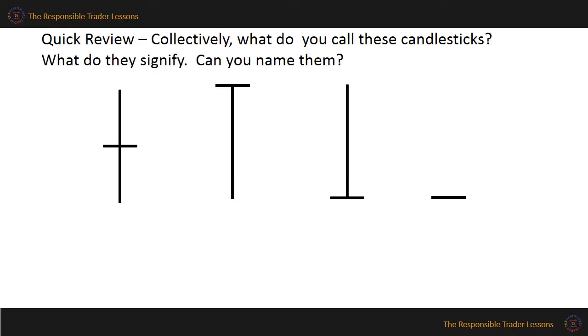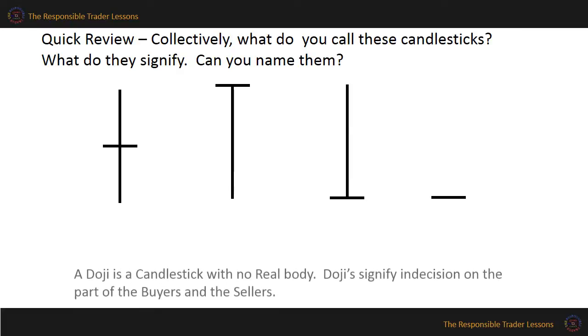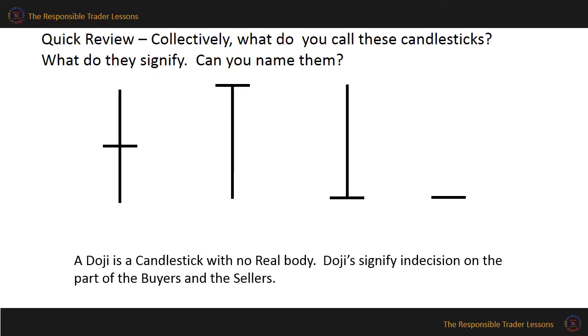Before we go to Module 3, let us do some quick review. Collectively, what do you call these candlesticks? What do they signify? Can you name them? If you answered doji, you're right. A doji is a candlestick with no real body. Doji signify indecision on the part of the buyers and the sellers.